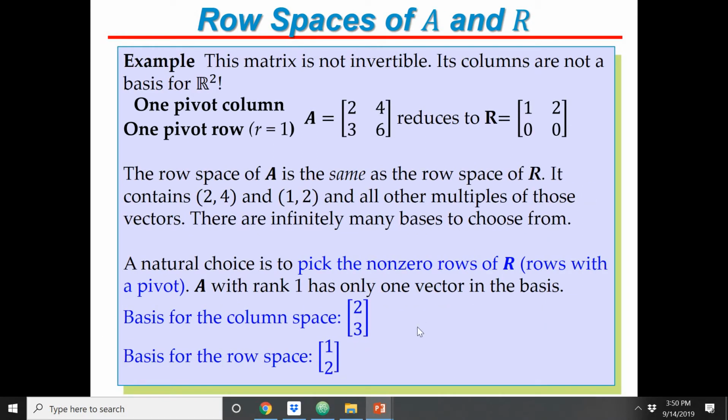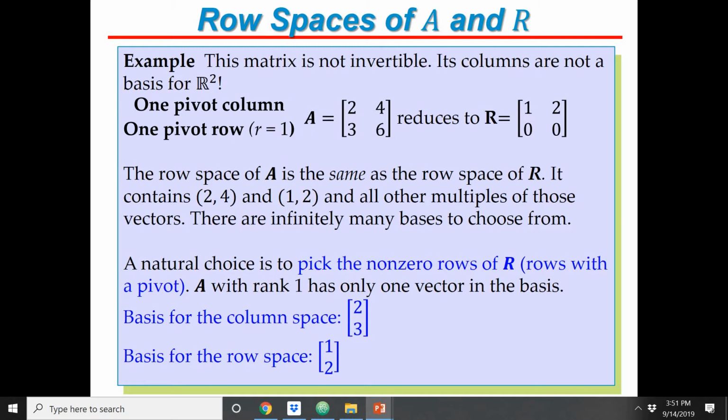So the basis for the column space here is the vector 2, 3, and the basis for the row space is the vector 1, 2, which is the same for R and A, okay, because we manipulated A with linear combinations of rows. You can see the vector 1, 2 is half of the vector 2, 4, so they are in the same direction. So the basis for the row space is 1, 2, but the basis for the column space in this case is 2, 3.